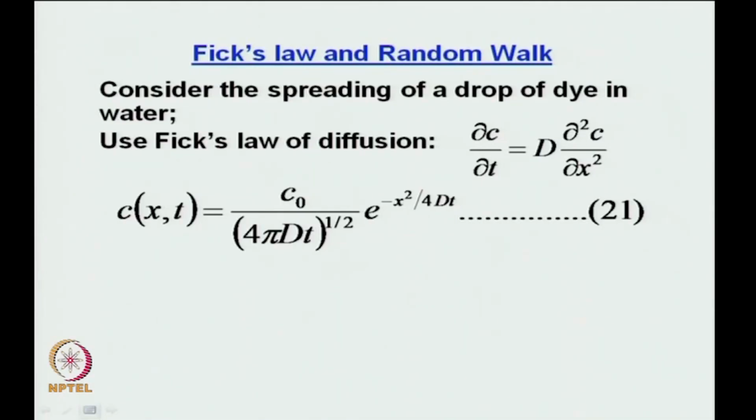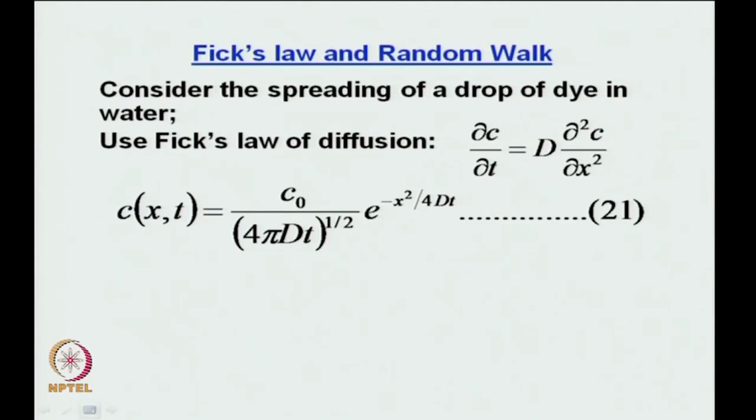Now, look at the next function. The next function is e to the minus x square by 4Dt. Is this not also a Gaussian function? This is also a Gaussian function. When we derived the random walk by actually looking at a random walk problem, taking n number of steps, or n1 number of positive steps and n2 number of steps in the negative direction, you also ended up with the Gaussian distribution. Here also you are ending up with the Gaussian distribution.